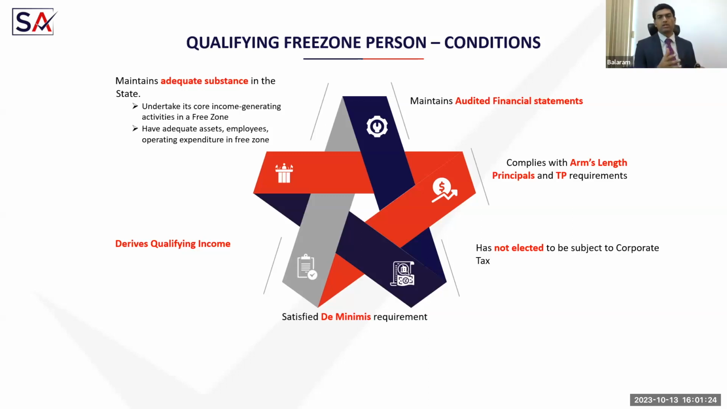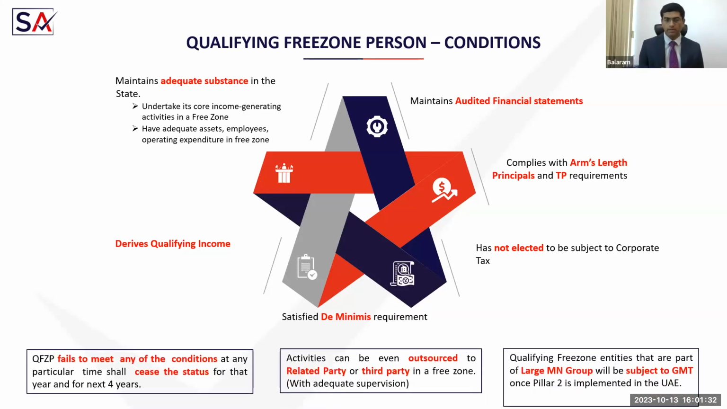So in general, by default, any free zone company is considered a qualifying free zone person, and you're also expected to comply with this. If any free zone company is not complying with this or is not able to meet these conditions, that company will not be considered a qualifying free zone person in that year. Plus, in the following 4 years, it cannot get the same status. Which means all your profit will be subject to tax at the normal rate, like 0% tax up to 375,000 profit, and 9% tax in excess of that.